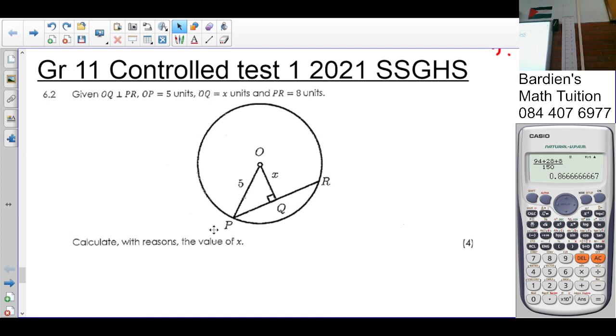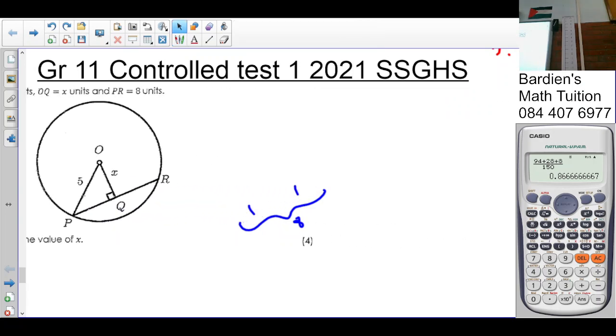Question 6.2. In question 6.2, we are given that OQ is perpendicular to PR. If that's the case, then PQ is equal to QR. Why? Perpendicular from center to chord bisects the chord. Then you are told that OQ is x, OP is 5, and PR is 8. So the whole length is 8. The question says solve for x.